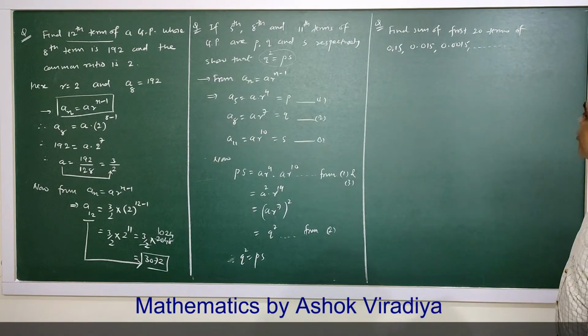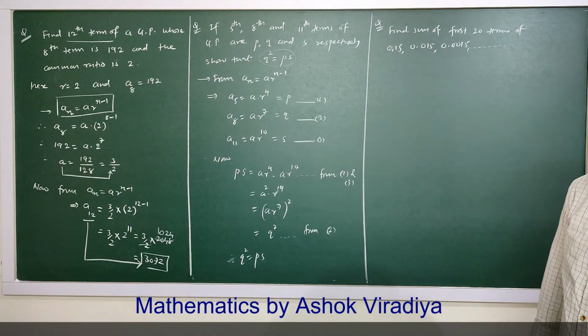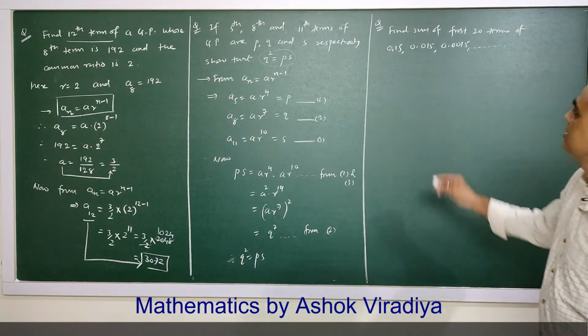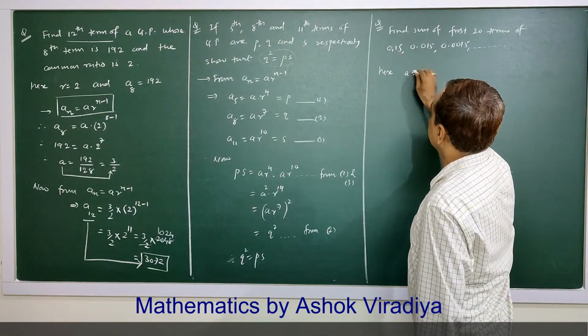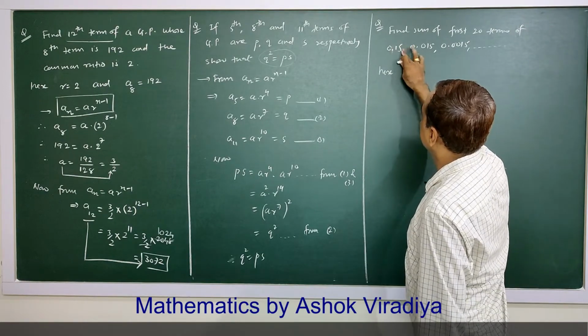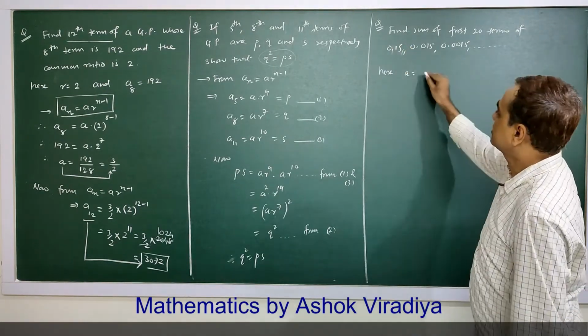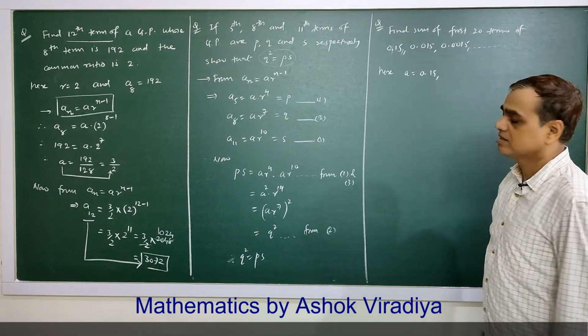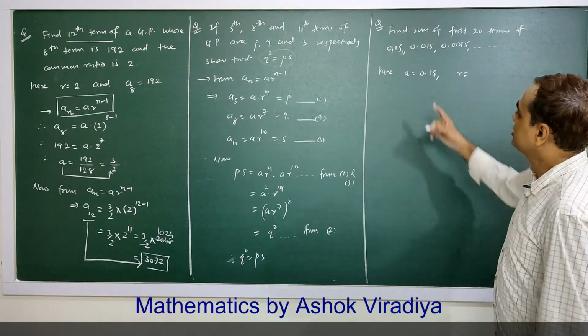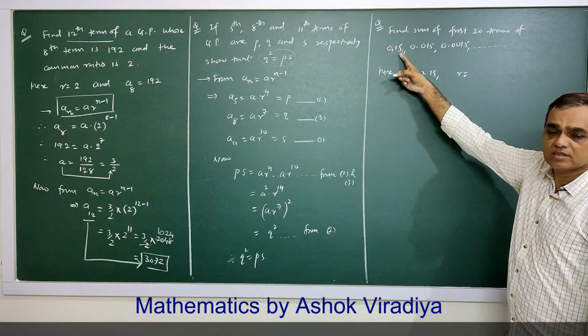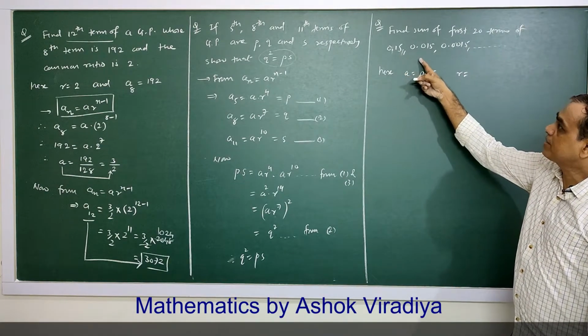Now find the sum of the first 20 terms of this sequence. So here the first term is 0.15. Common ratio: if you observe, each number is multiplied by 0.1.